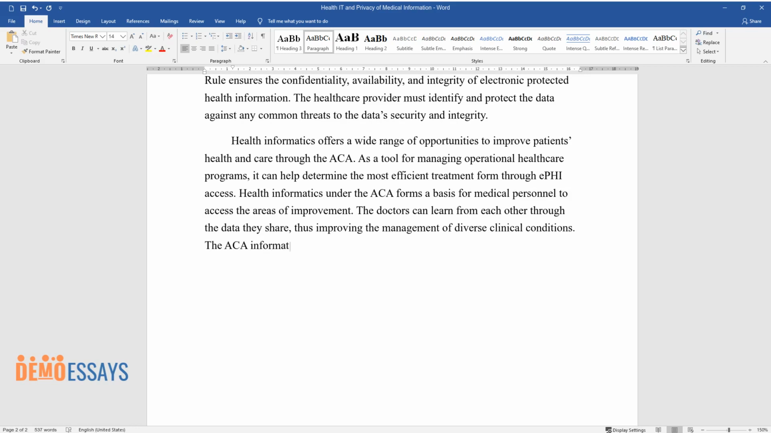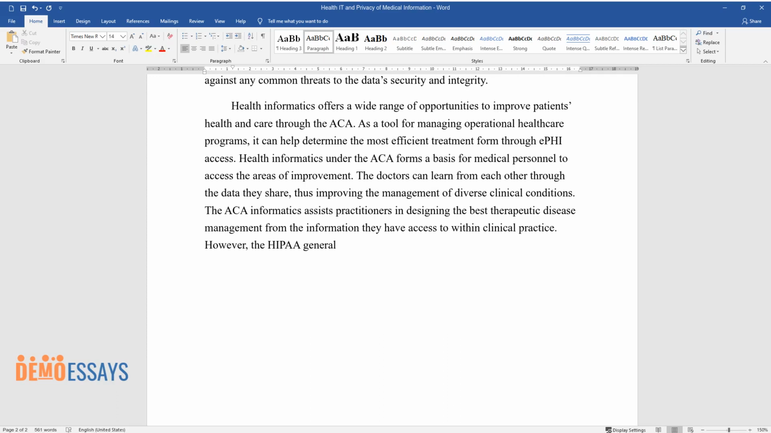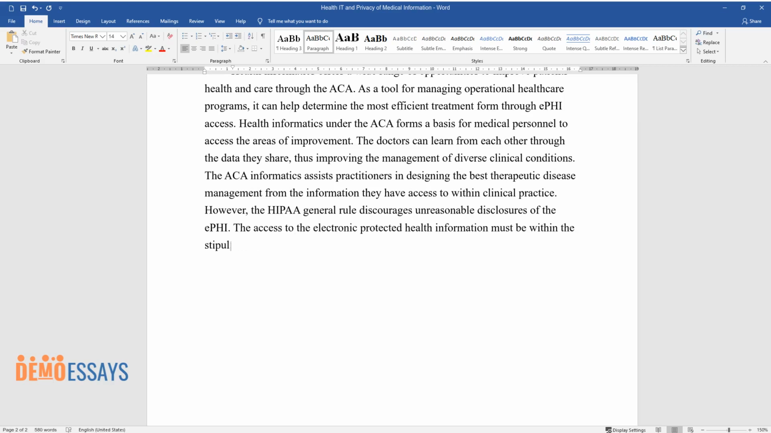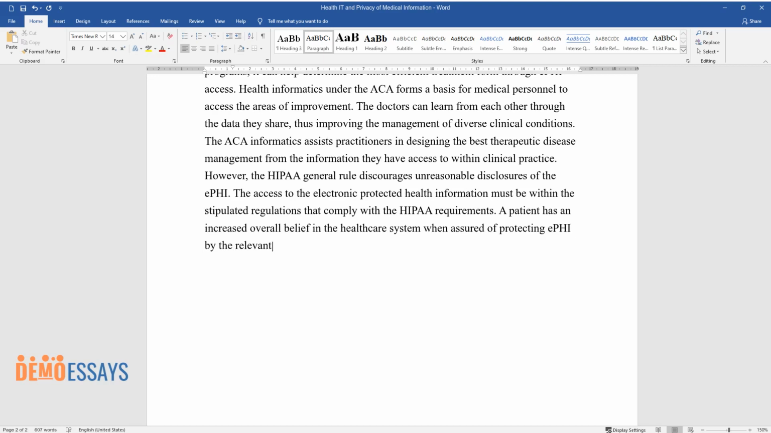The ACA Informatics assists practitioners in designing the best therapeutic disease management from the information they have access to within clinical practice. However, the HIPAA General Rule discourages unreasonable disclosures of the EPHI. The access to the electronic protected health information must be within the stipulated regulations that comply with the HIPAA requirements. A patient has an increased overall belief in the healthcare system when assured of protecting EPHI by the relevant stakeholders.